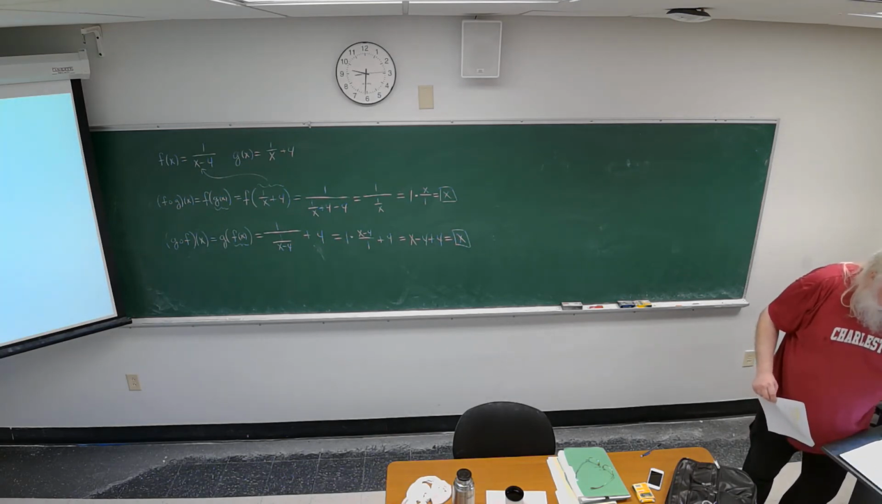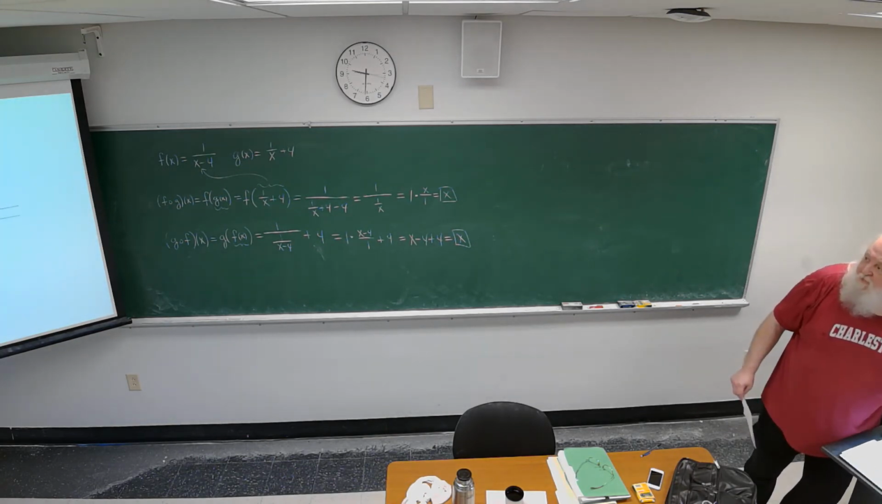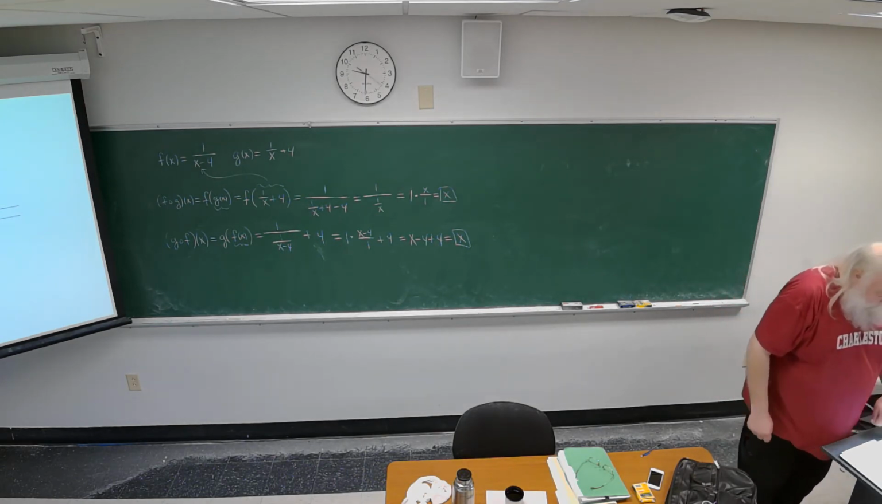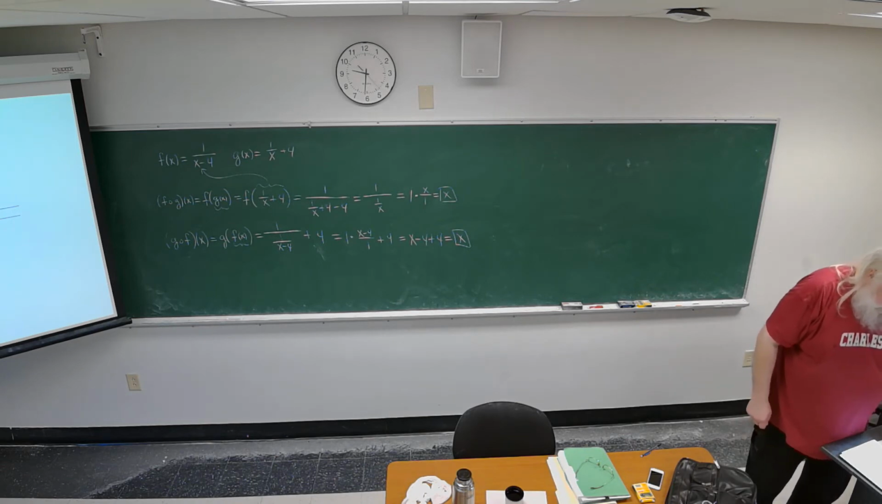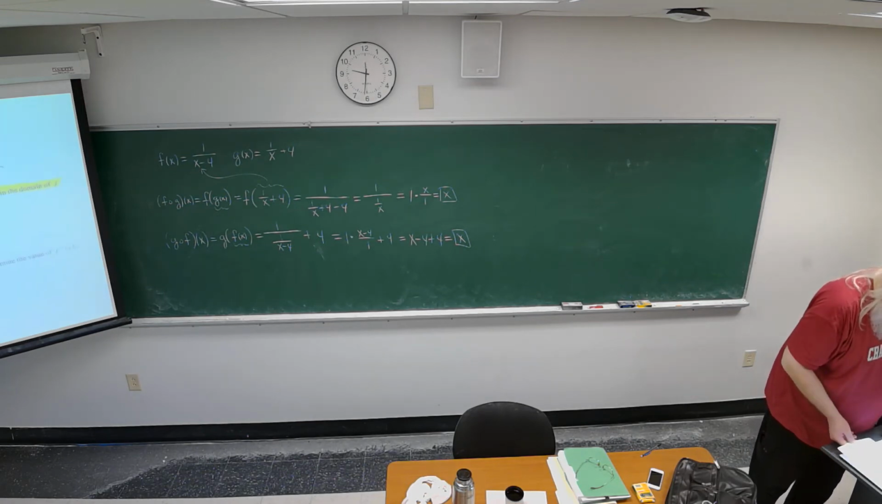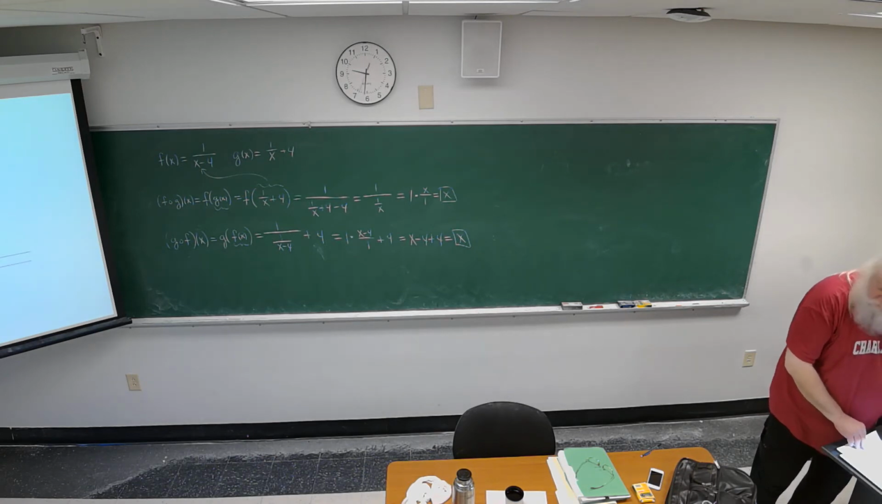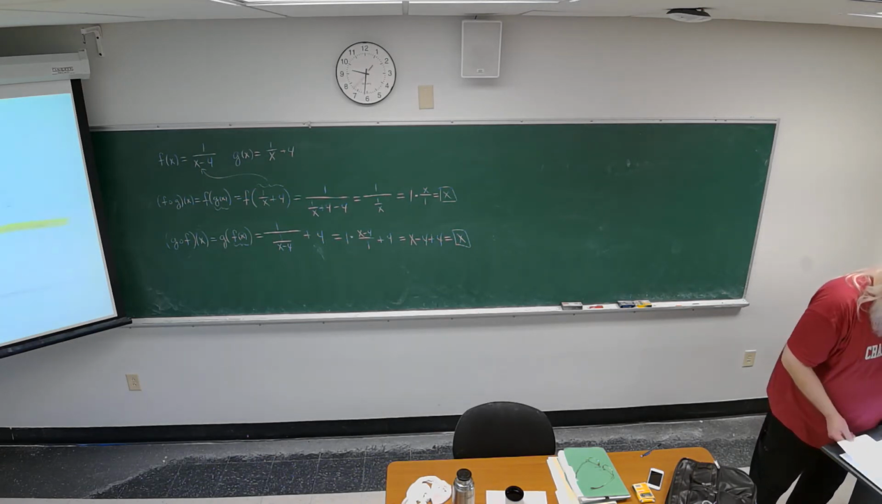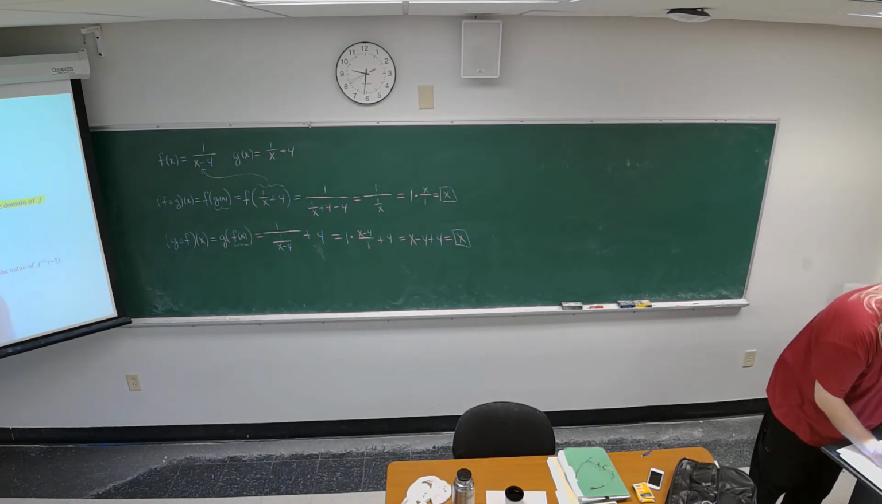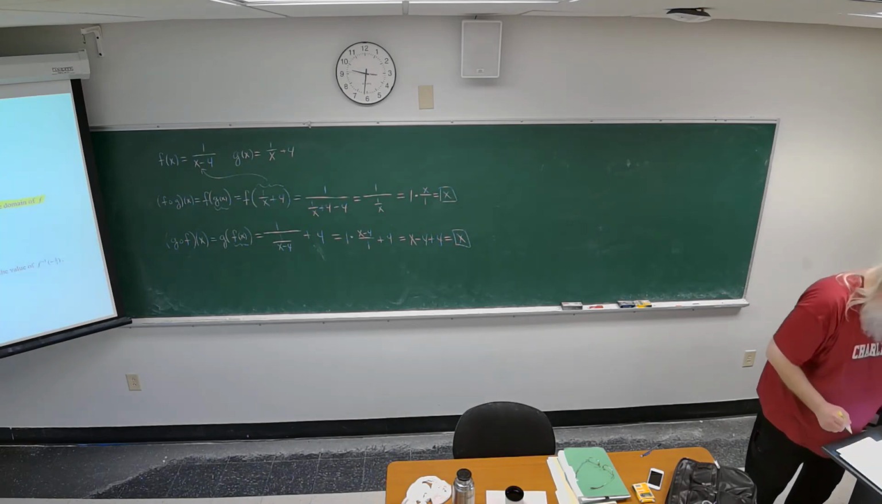We are going to learn how, given a 1-to-1 function f of x, to find its inverse. And we're going to have to find the domain and range of both f of x and its inverse. In so doing, we're going to take advantage of properties 1 and 2 at the top of page 2.